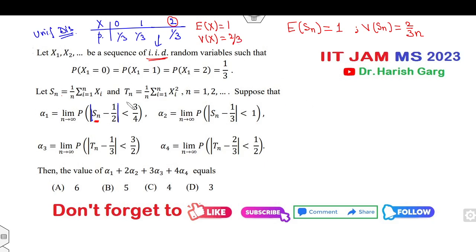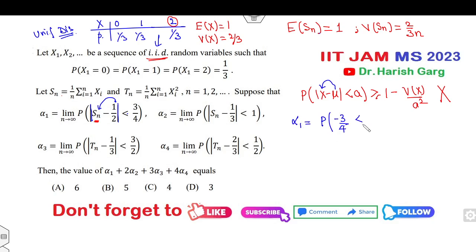Now, you can see you can't apply this result directly, probability greater than or equal to 1 minus variance of x over a square. You can't apply them. Why? Because in this case, mu is the mean of the x, but you can see here half is not the mean of the Sn. So firstly, I can write this alpha. I can open this bracket: 3 by 4 is less than Sn minus half is less than. Fine. Now you can see it is free from the modulus sign.